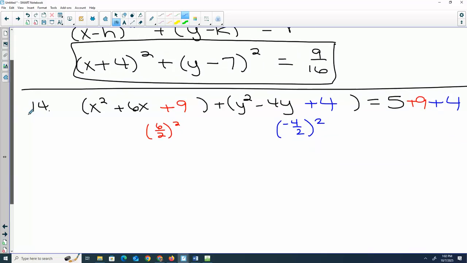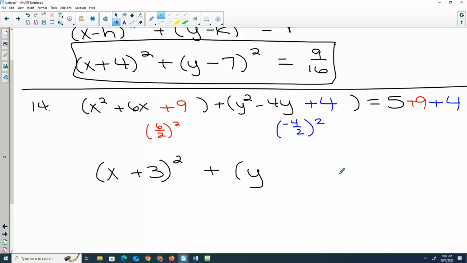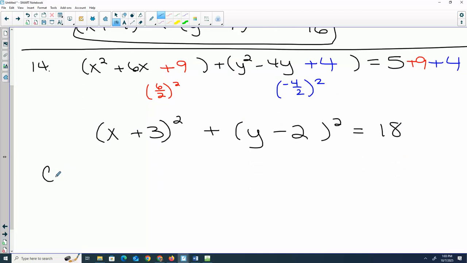We've created a perfect square. So our goal is to write it as x plus or minus something squared. So we have x. What multiplies to 9 and adds to 6? 3 and 3, so it's x plus 3 squared. This one, y. What multiplies to +4 adds to -4? -2 squared equals 18. So, this is a circle.